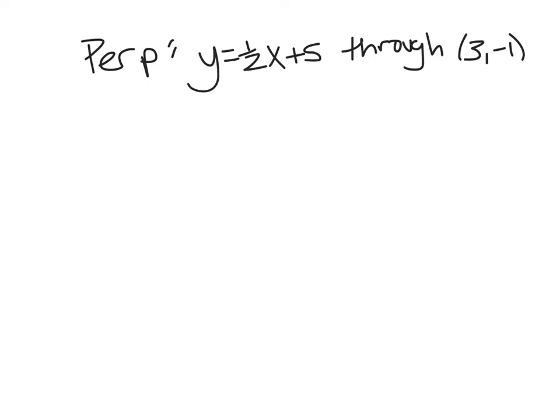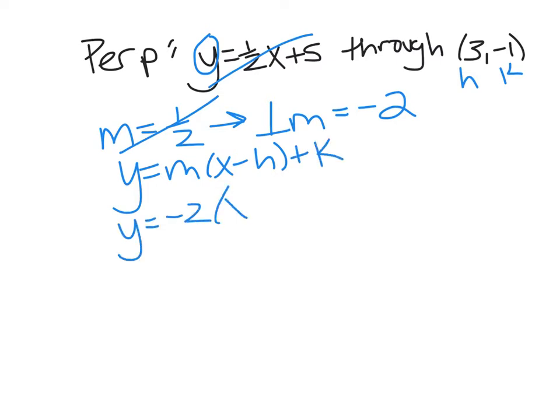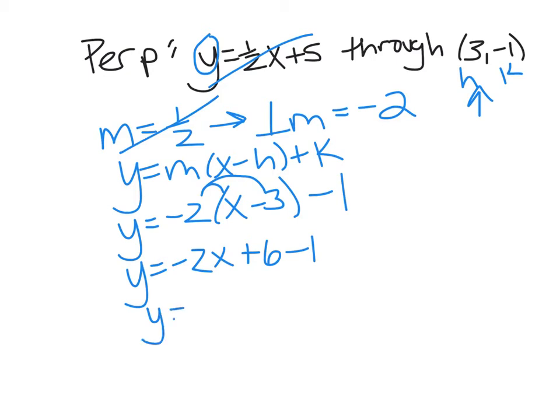Now we're going to do perpendicular. So I check and make sure y is by itself, which it is. So my original slope is 1/2, which means my perpendicular slope would be negative 2 over 1, or just negative 2. Now that I have my perpendicular slope, I don't need my original equation. I have my new m, my h, and my k. y equals m(x minus h) plus k. My new slope is negative 2. The minus means opposite, so the opposite of positive 3 is negative 3. And keep k as negative 1. Distribute negative 2x. Negative 2 times negative 3 is positive 6, minus 1. So y equals negative 2x plus 5.